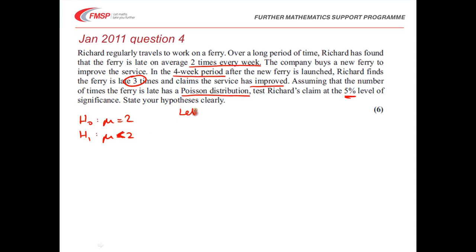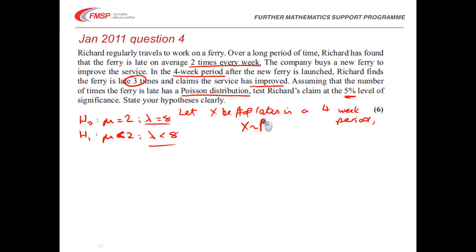However, I want to use a Poisson, and just for convenience, I think that's better. So we're going to let x be the number of lates in a 4-week period, and that leads me to H0: lambda equals 8, H1: lambda less than 8. I personally prefer to use these, because x can now be assumed to be a Poisson 8, which is quite nice.